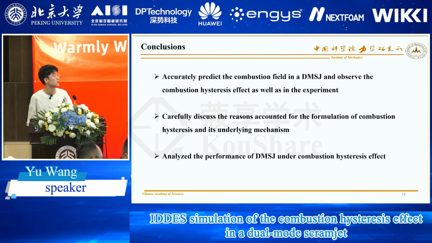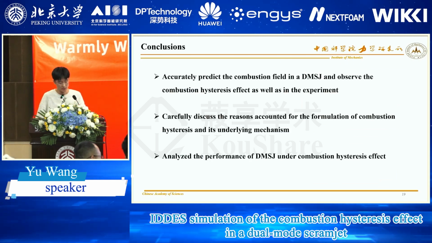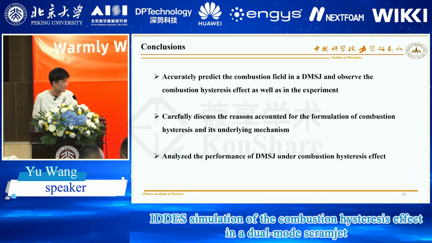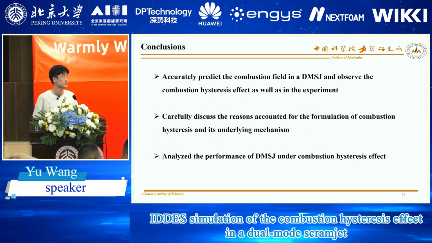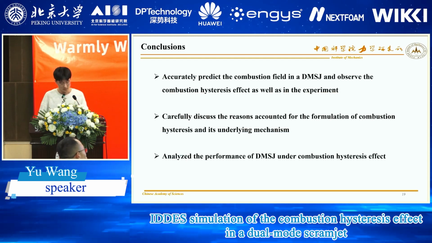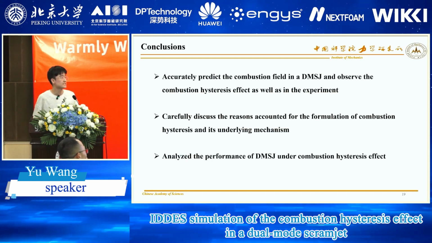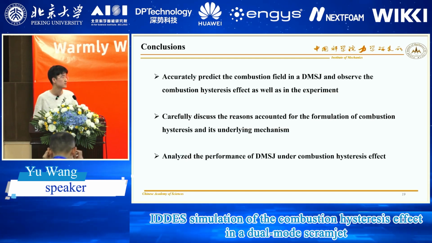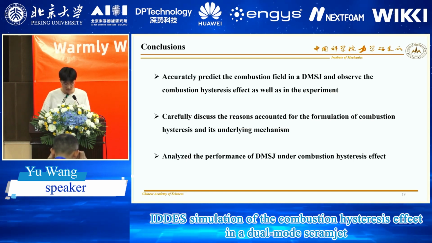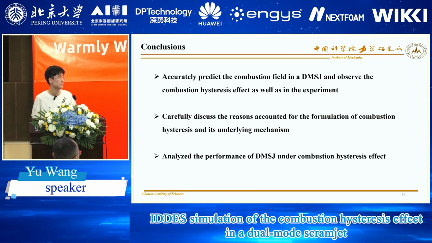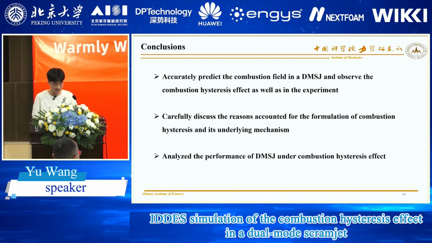So we can make the conclusions. In this study, we accurately predict the combustion field in a DMSJ and observe the combustion hysteresis effect, as in the experiment. Secondly, we carefully discuss the reasons accounting for the formation of combustion hysteresis and its underlying mechanism. Last but not least, we analyzed the performance of DMSJ under the combustion hysteresis effect.